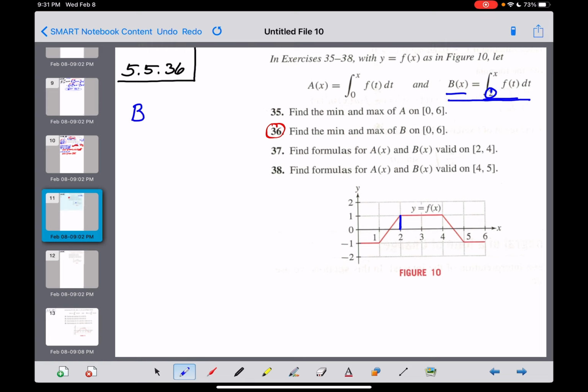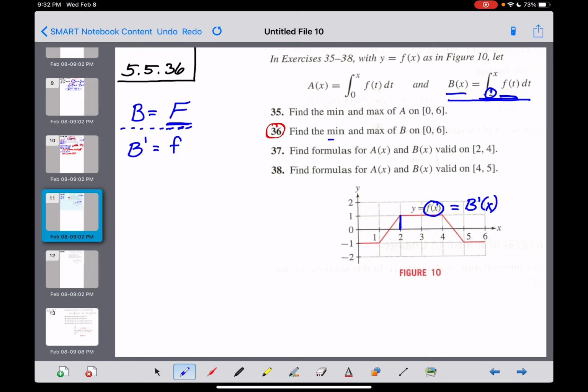So that means that capital B is equal to, and that would be capital F. Then if we differentiate, because capital F is an antiderivative of little f, if we differentiate both sides, we're going to get B prime equals, and the derivative of capital F goes by a different name. Rather than capital F prime, it goes by little f. So this graph right here is equal to capital B prime of x.